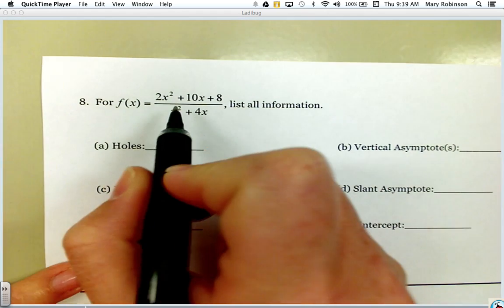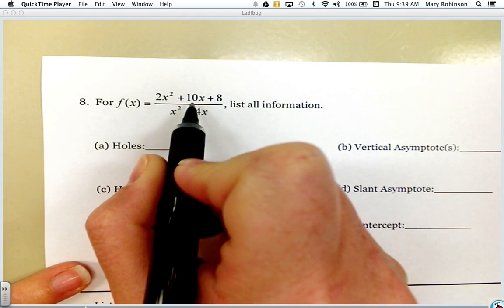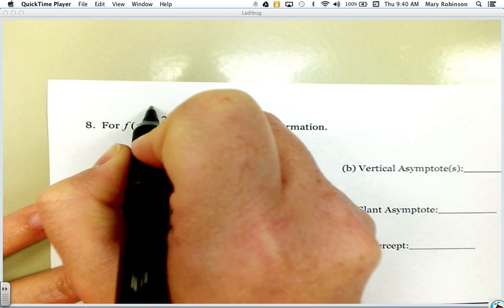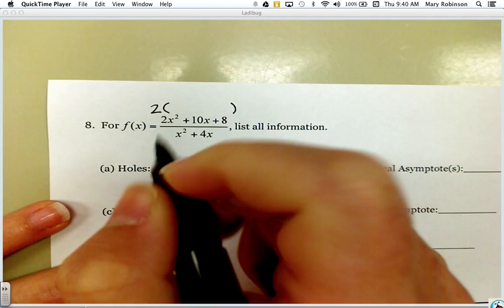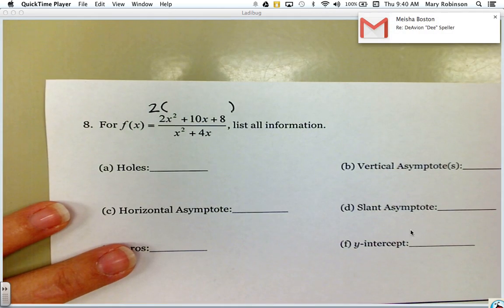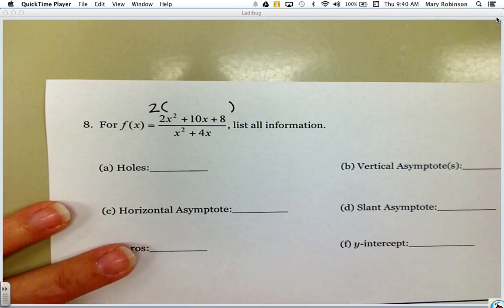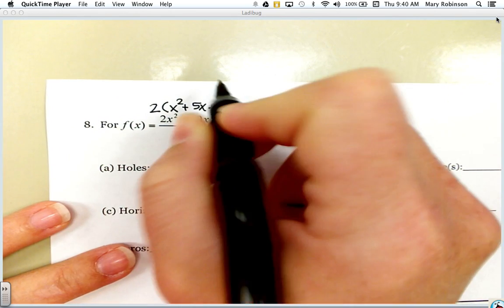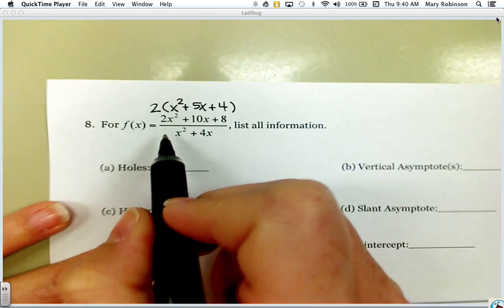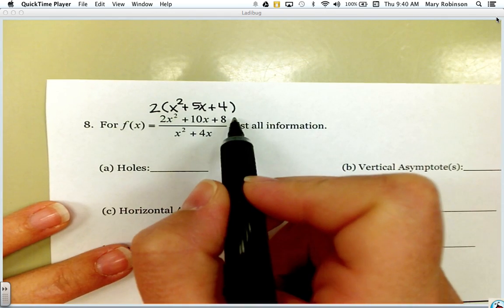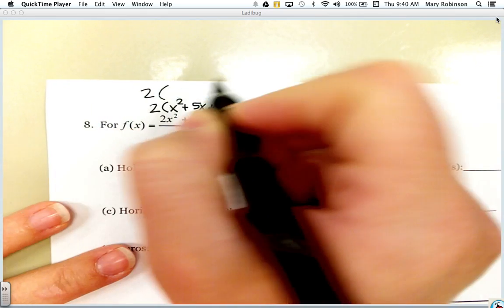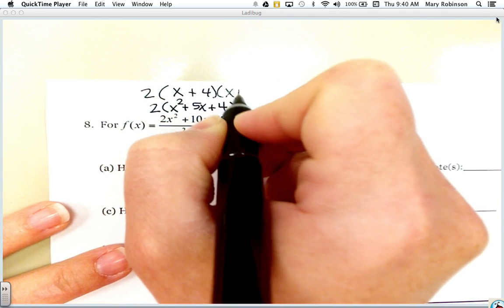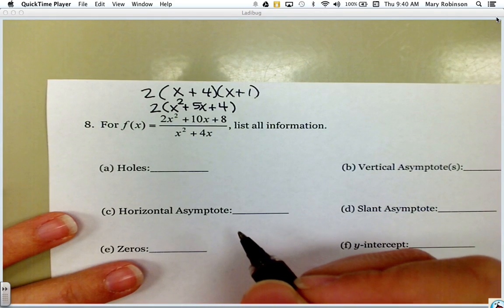Well, if you take a look at 8, what you notice is in our numerator, all of our coefficients here are even. So that should tell us that we need to factor out a 2. If we do that, then we end up with x squared plus 5x plus 4. After that, we should recognize that this trinomial can actually be factored into two binomial factors, x plus 4 and x plus 1.